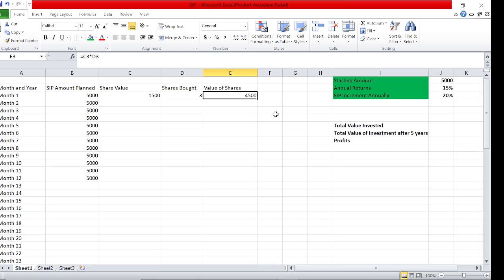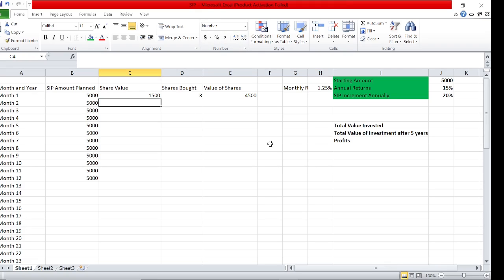Now let us assume the annual return, as I've shown here, is 15%. So monthly returns can be calculated roughly by saying it is equal to that 15% divided by 12, as there are 12 months in a year. And if I convert this to a percentage, it's 1.25% per month. That's the compounded annual growth rate, but at a monthly level.